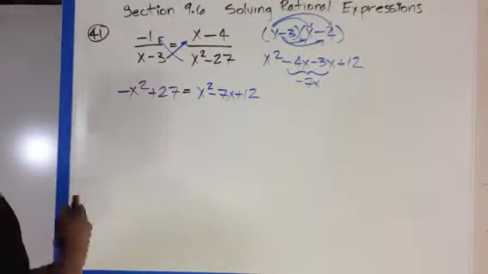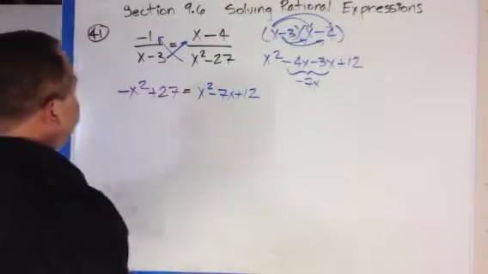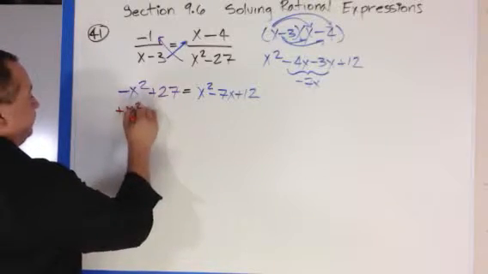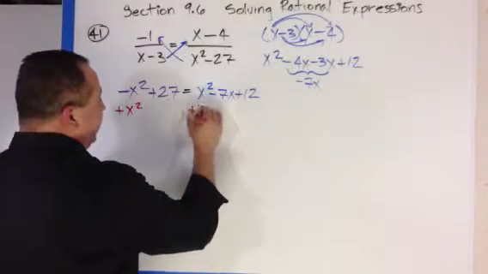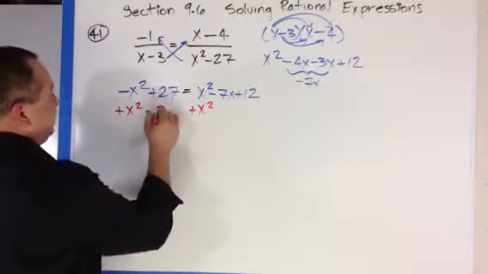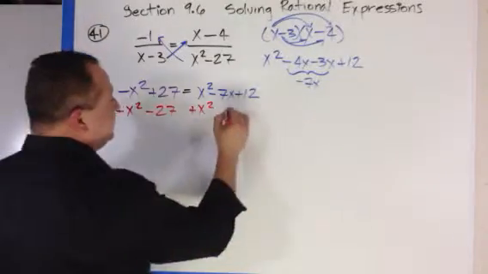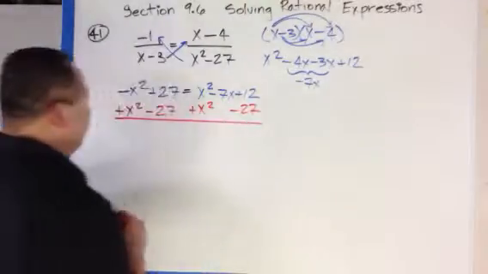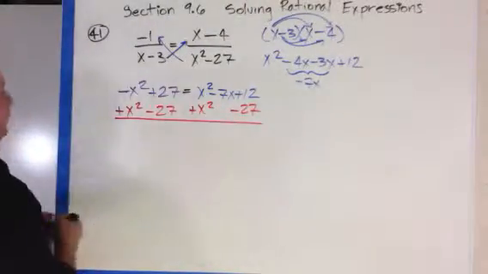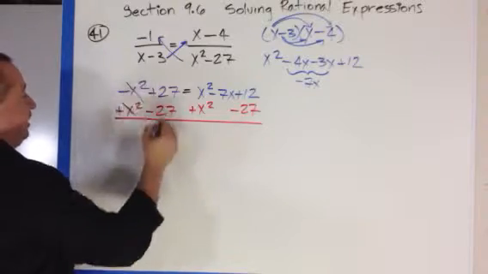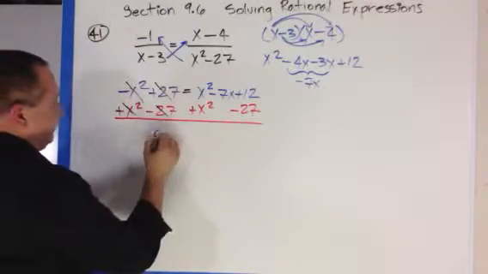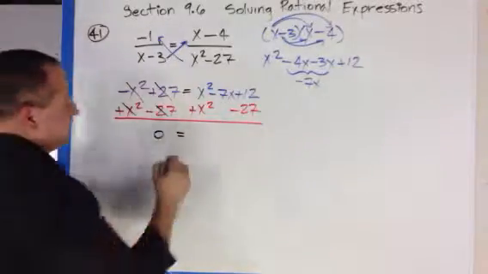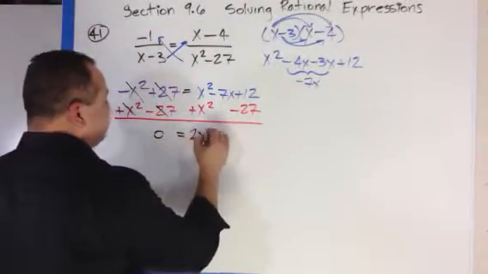So now I'm going to go ahead and get rid of the left side. I'm going to add an x squared to the left, and add an x squared to the right. I'm going to subtract the 27 from the left, and subtract the 27 from the right. Okay, so again, these will cancel. x squared minus x squared is gone. 27 minus 27 is gone. We're left with 0 is equal to x squared plus x squared gives us 2x squared.